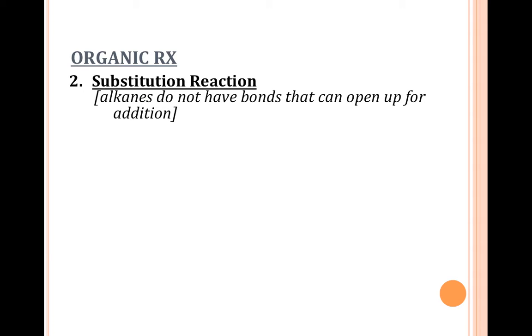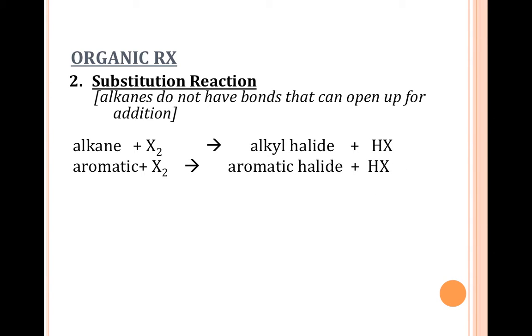Substitution reactions are a little different, and it applies to alkanes, and it can also apply to aromatic compounds. It will not apply to alkenes and alkynes. We're going to show you what they do later on. So if we take an alkane and we add something, the X2 in this case typically often is referring to a halogen, and remember they're all diatomic. And so what happens, it says you make an alkyl halide plus HX.